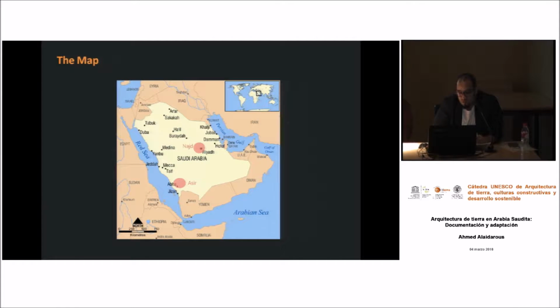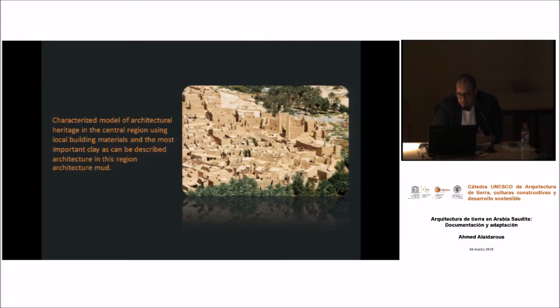Okay. So in my speech, I'm going to focus on Najd, which is located in the middle of the country, and the Asir, which is located in the southwest of the country. Actually, during the last 50 years, most of this urban fabric was nearly demolished. That's because of the oil resources in 1970. That caused a huge impact on the urban fabric.